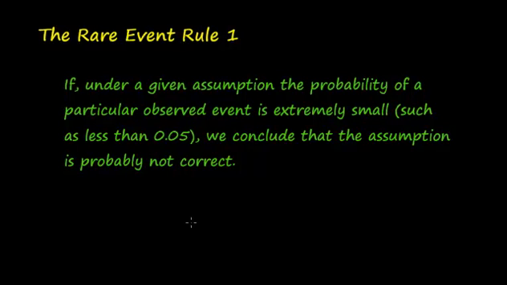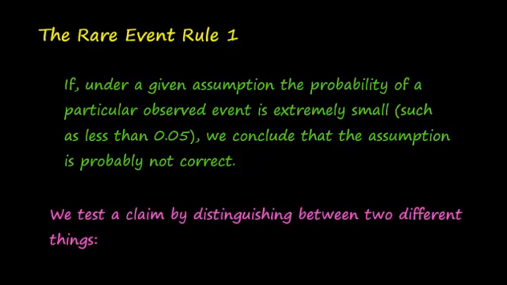So let's review the rare event rule. If, under a given assumption, the probability of a particular observed event is extremely small, such as less than 0.05, that's what we typically use as our cutoff point, we conclude that the assumption is probably not correct.